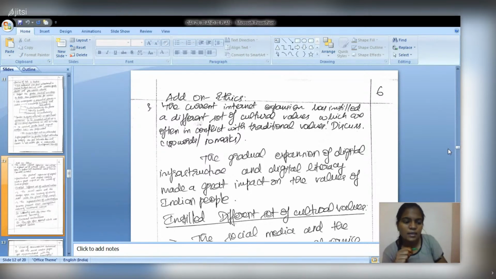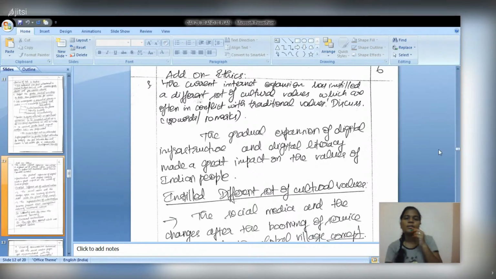So we can say materialism, consumerism, and individual representation have become more common than communal harmony or general interest. Okay, so these are the ideas, or the layout, for this question. You have to mention all the nuances faced by our country and society due to internet expansion. Give a brief introduction about the impact of digital infrastructure on society. The first part of the question should be answered with how it instilled a different set of values, and the second part should be answered with how it came into conflict with the traditional values.